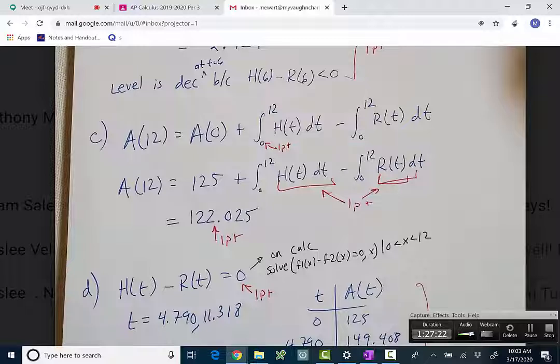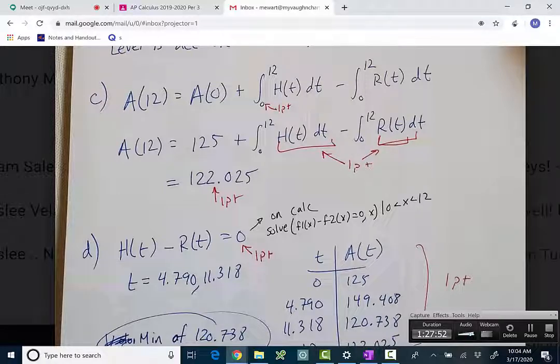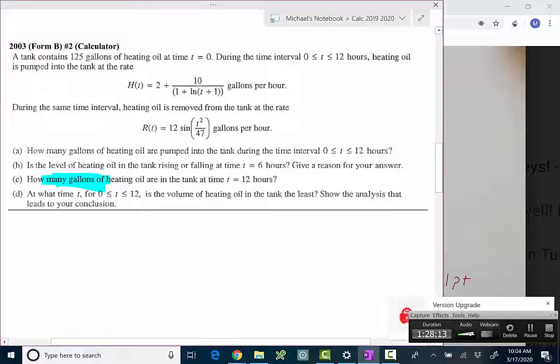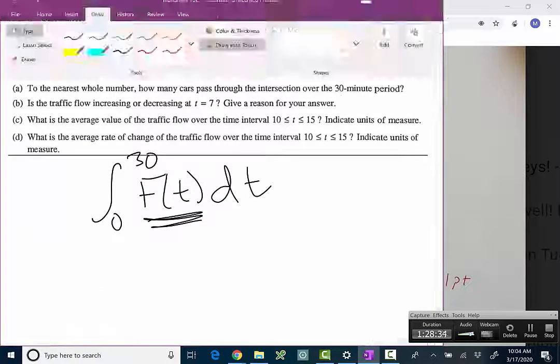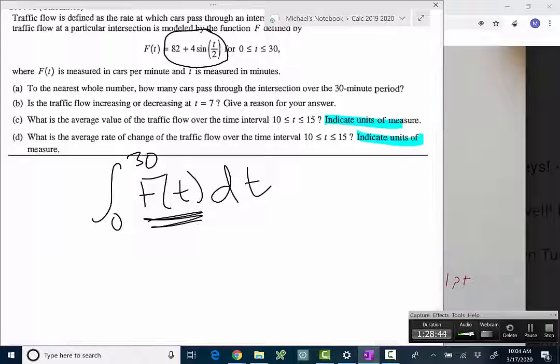For C, we are going to do A of 12 equals A of 0 plus the integral minus the integral. I separated them. You wouldn't have to. And then, since it said how many gallons, we don't necessarily need to include units, but we can.